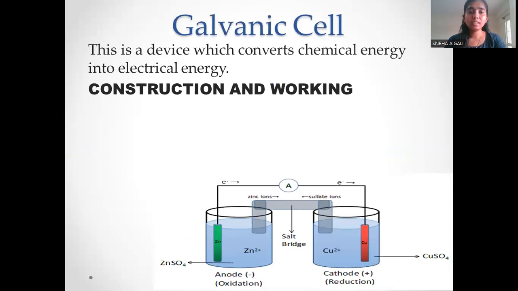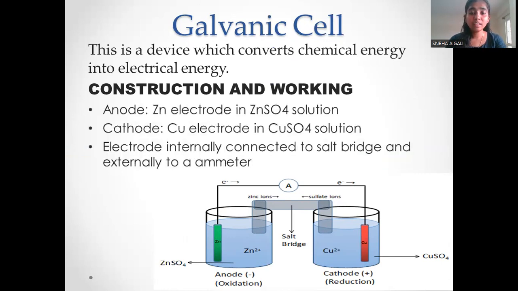What is a galvanic cell? This is one of the devices which converts chemical energy into electrical energy. Now here we have the construction of the galvanic cell. It includes anode and cathode. At the anode, we have a zinc electrode. At the cathode, we have a copper electrode. The zinc electrode is immersed inside zinc sulfate solution and the copper electrode is immersed inside copper sulfate solution. These two electrodes are internally connected to a salt bridge and are externally connected to an ammeter or an external circuit.